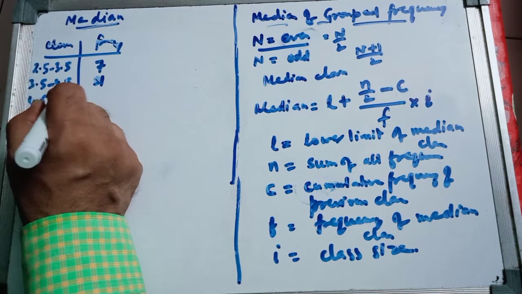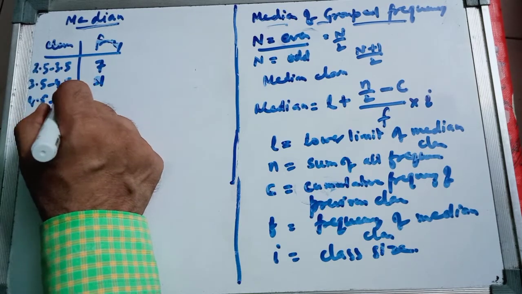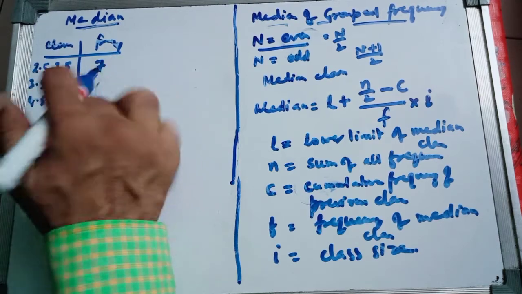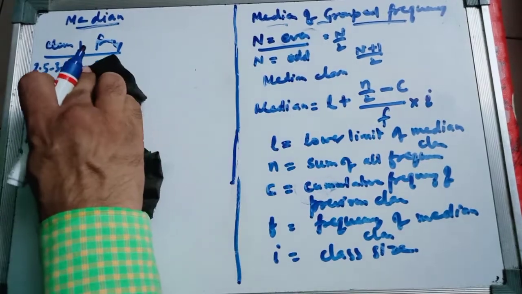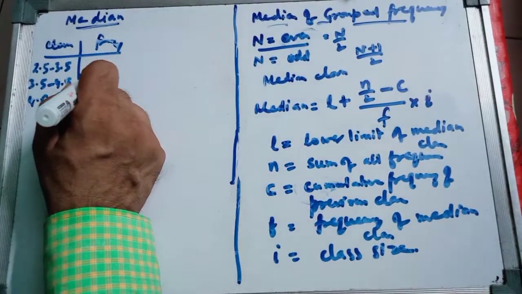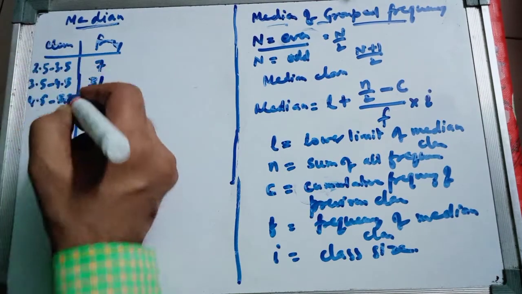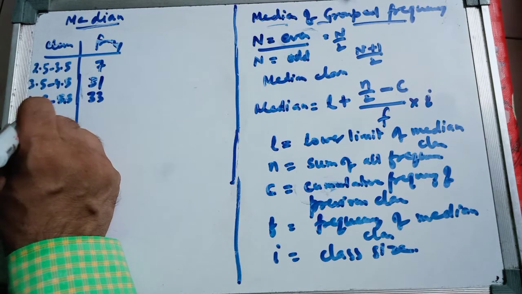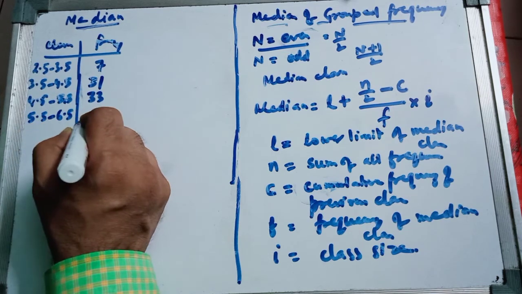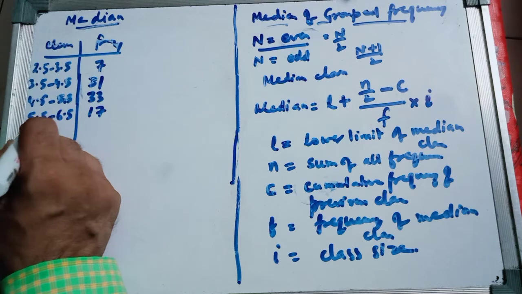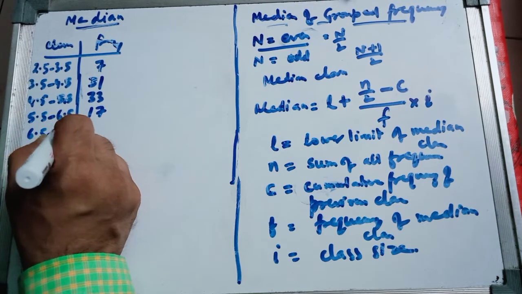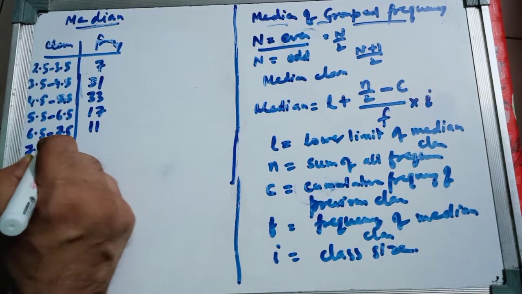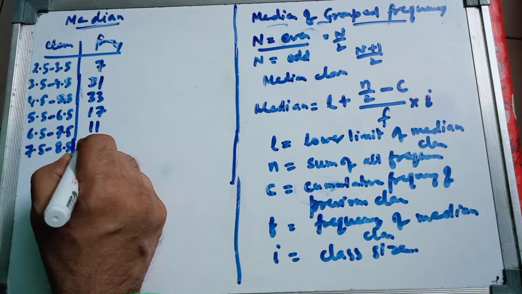For 4.5 to 5.5 the frequency is 33, and from 5.5 to 6.5 the frequency is 17, and then 6.5 to 7.5 the frequency is 11, and from 7.5 to 8.5 the frequency is 1.